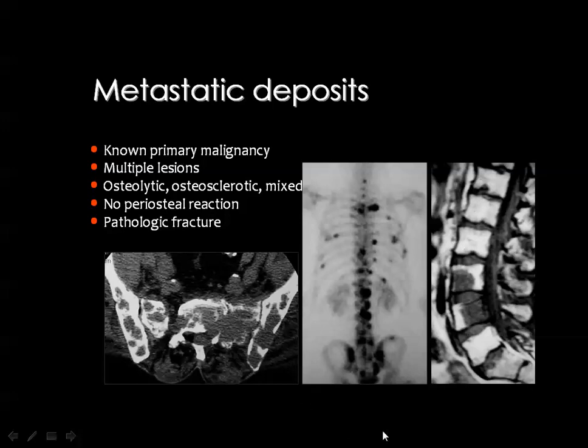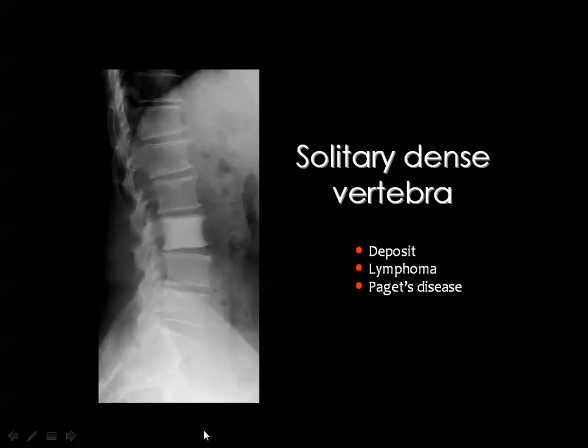the sacrum. Of course, you know that bone scan is one of the most sensitive techniques searching for metastatic deposits, and you can see the extent of metastasis by this simple technique. Also, you know the differential diagnosis of a solitary dense vertebra like this one. This dense vertebra may be one of three: either a sclerotic metastasis, or maybe due to lymphoma or Paget's disease.